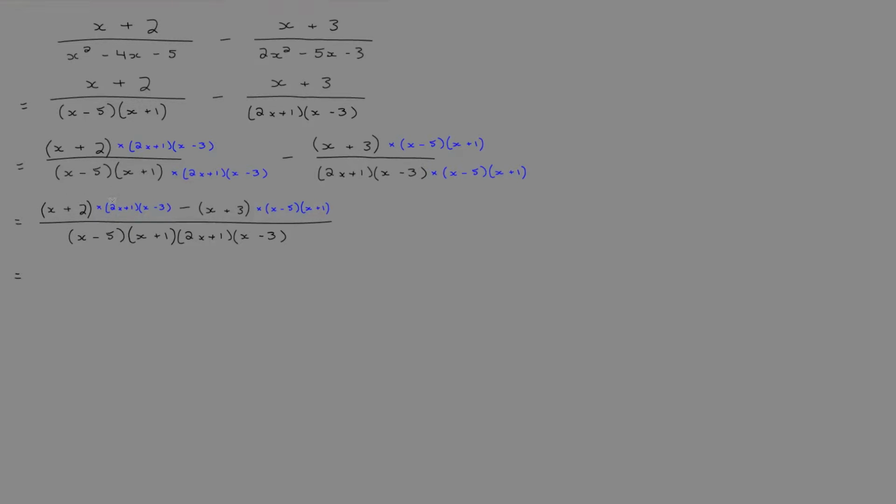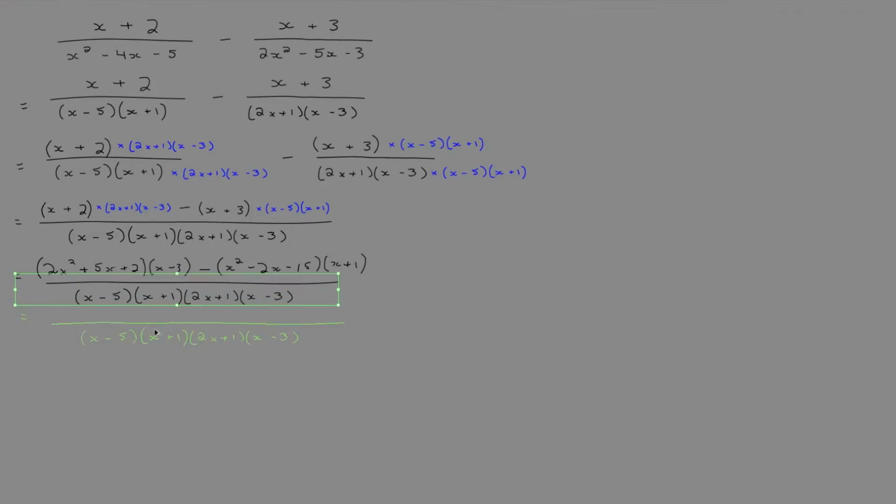So I'll combine these two binomials and these two binomials first, showing my work. So I'll get 2x squared plus 5x plus 2 times x minus 3. And distributing the first two binomials of the next one, I get x squared minus 2x minus 15 times the x plus 1, all over the same stuff. Okay, now I'm going to distribute this trinomial with this binomial, and I'll do these ones at the same time, making sure to keep this minus out in front here. So just distributing that, it's going to be all over this stuff.